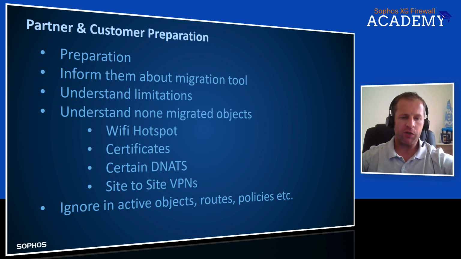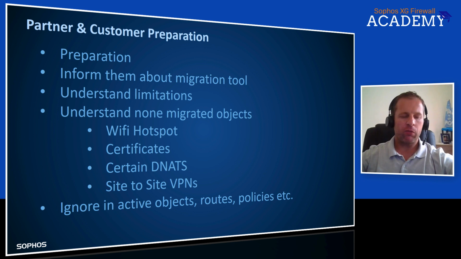Certificates is obvious because certificates cannot be exported and migrated. You'd have to recreate or regenerate certificates. And then we had certain DNATs, like for Outlook Web Access. That was quite a big one for us. Outlook Web Access has a very special way of being published via DNATs, and the migration tool didn't migrate that. And like I said before, site-to-site VPNs.